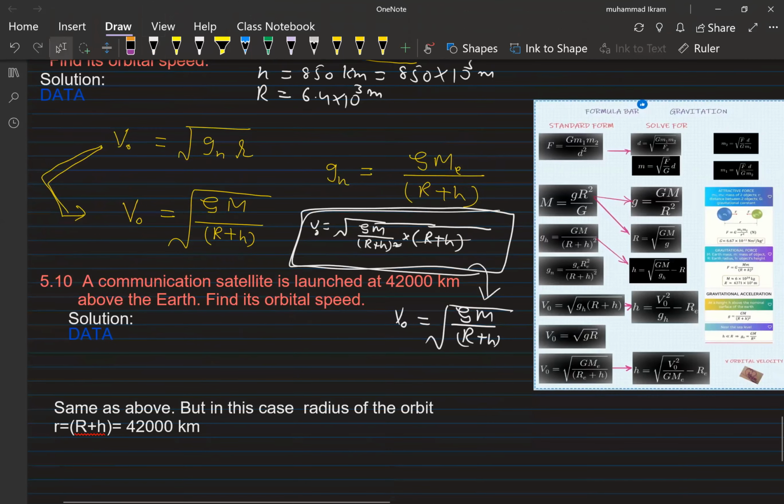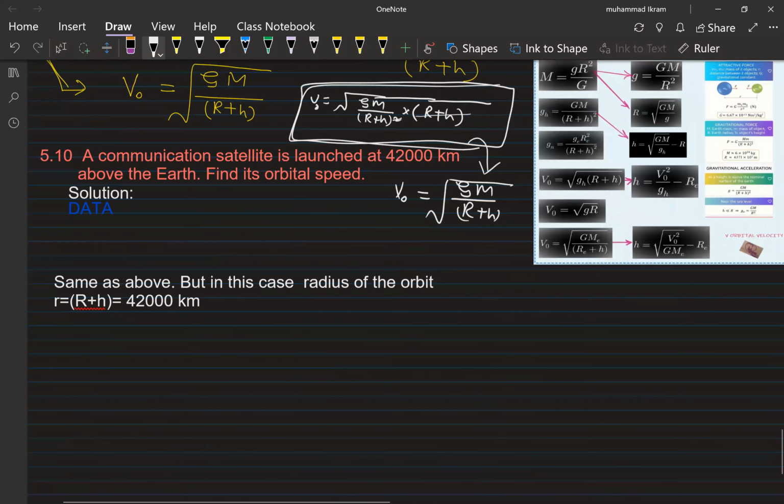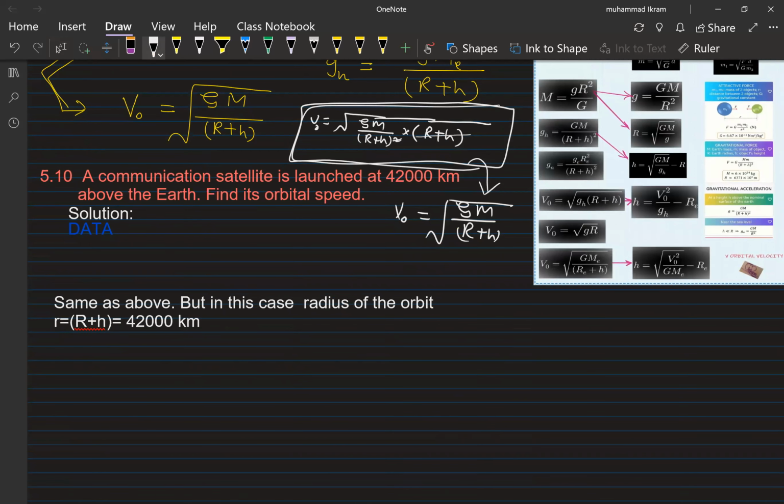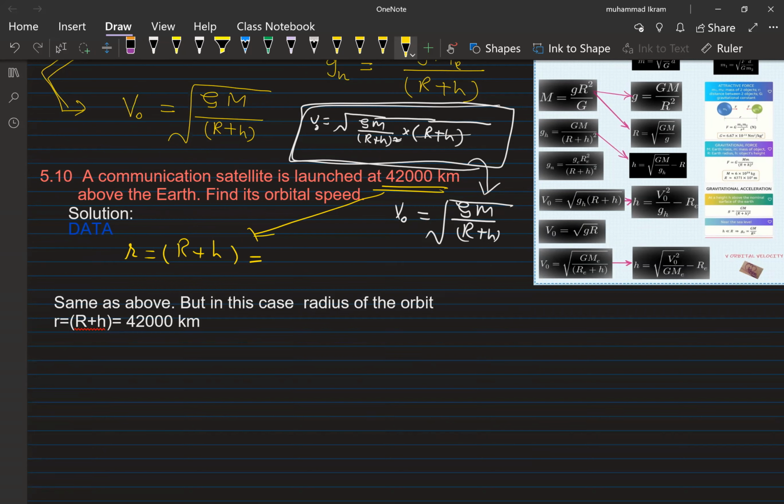In this numerical, this thing is directly given. That is R plus H, the radius of the orbit, R naught, or that R in your book. It is equal to R plus H, which is equal to 42,000 into 10 to the power 3 meter. Okay, so use that simple formula.